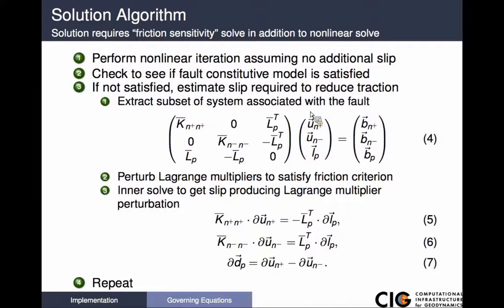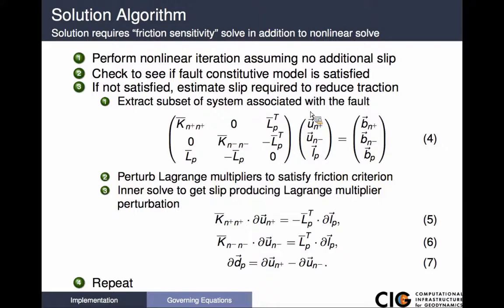So we're going to bring our Lagrange multiplier down so that it is equal to the amount allowed by the friction model. And to do that, we need to increase the slip. So we want to estimate how much slip is needed so that the fault constitutive model holds.